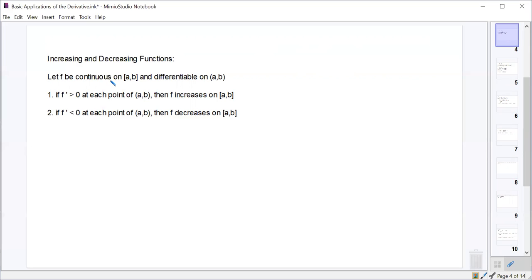So if we have a function that is continuous on the closed interval a to b and differentiable in the open interval from a to b, if the derivative is positive, the function increases on the interval. And if the derivative is negative, the function decreases on the interval. And we'll note that whenever we talk about increasing and decreasing intervals, you have to use brackets. Even though that's stupid, the College Board wants you to indicate increasing and decreasing intervals with brackets.